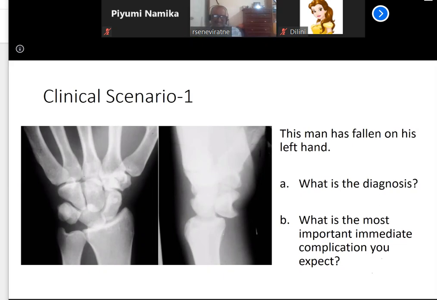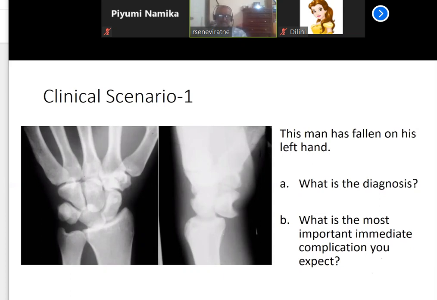Lunate. Yes. Which side? Which dislocation? Dorsal or ventral? Volar. Volar, yeah. So what is the most important complication you look for now? I told you what happens if it comes volar, and pressure on which structure? Median nerve injury. Yes, carpal tunnel or median nerve injury. Yeah, you have to look for median nerve injury. Okay, so very simple.